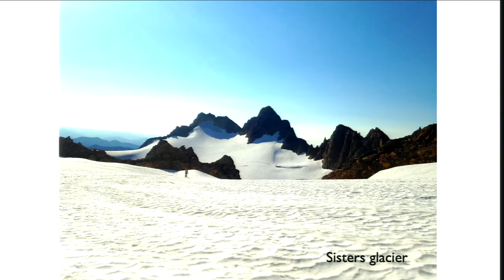This is a picture of the Sisters Glacier, which is just right in our backyard, right between us and Mount Baker. When you look at this glacier, you can't necessarily see the pink from this angle, but if you get up really close, it's light pink, and there's a bunch of snow algae living there. They just don't make the snow bright pink.